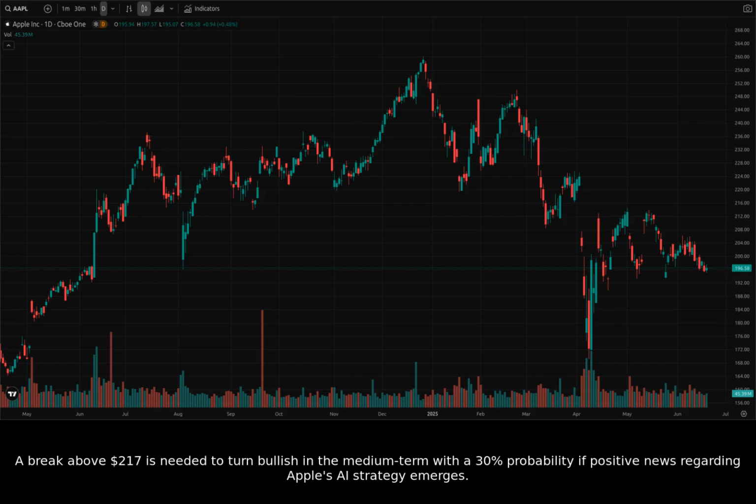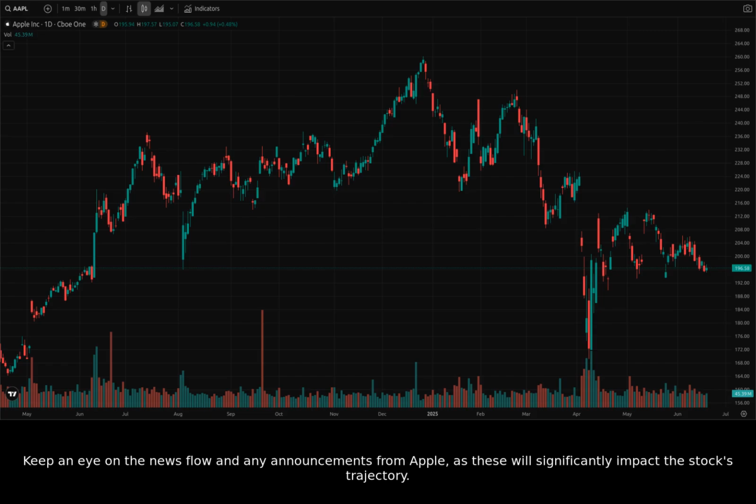A break above $217 is needed to turn bullish in the medium term, with a 30% probability if positive news regarding Apple's AI strategy emerges. Keep an eye on the news flow and any announcements from Apple, as these will significantly impact the stock's trajectory.